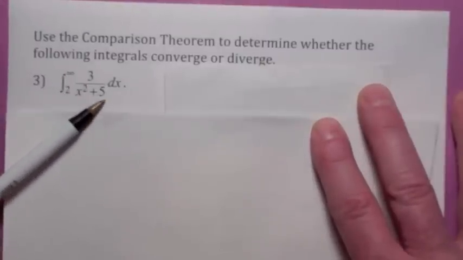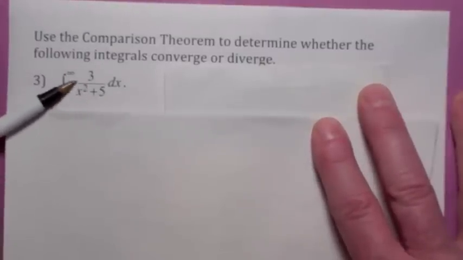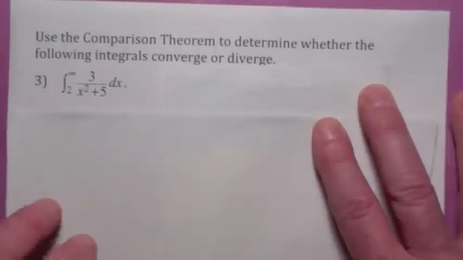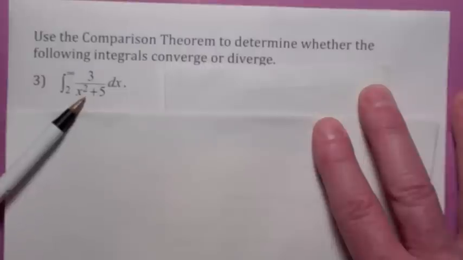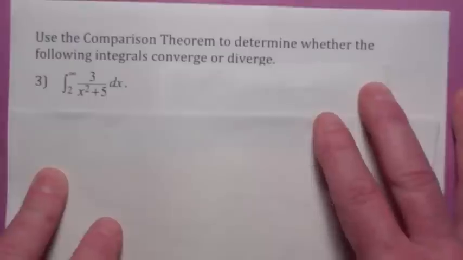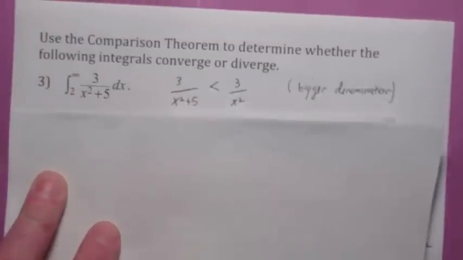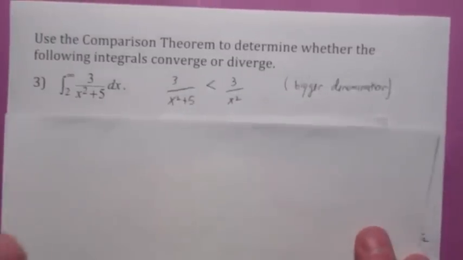Ignore like the 3 and the 5. This is basically behaving like 1 over x squared. So I'm going to try to make this less than something like 1 over x squared, or some constant times 1 over x squared. So the reasoning is kind of tricky. This one isn't too bad. I'm trying to make this less than something over x squared.